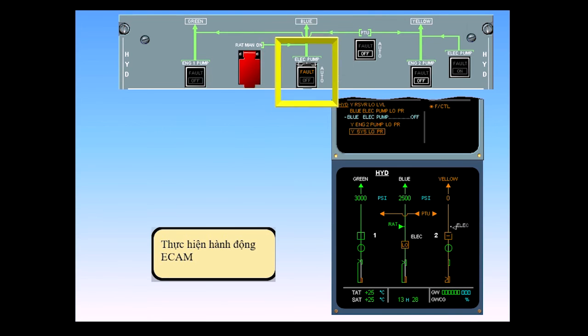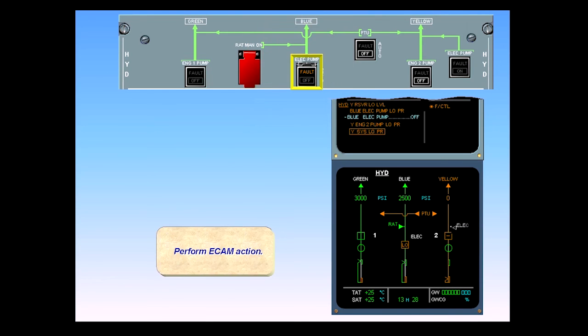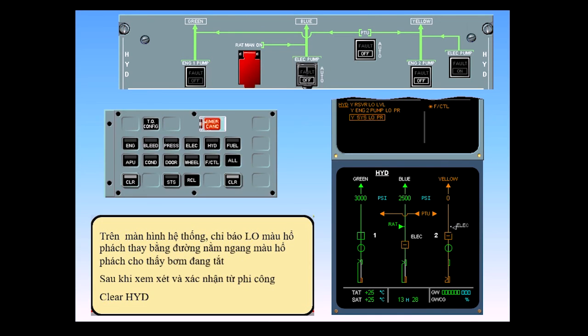Perform ECAM action. On the system display, the amber low indication is replaced by an amber cross line indication to indicate that the pump is off. After review and confirmation from the pilot flying, clear hydraulics.